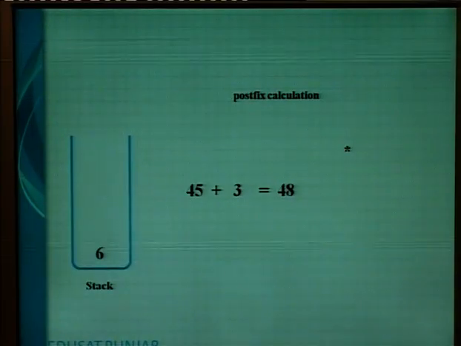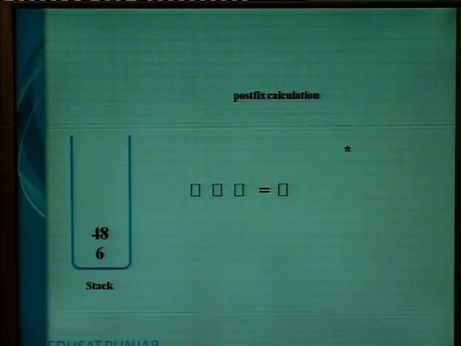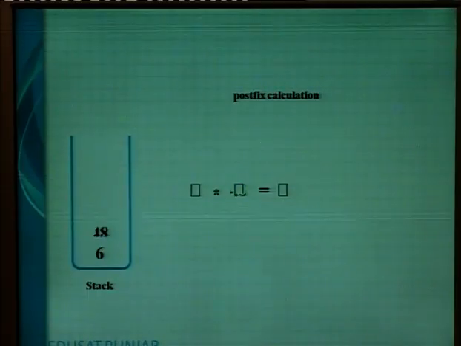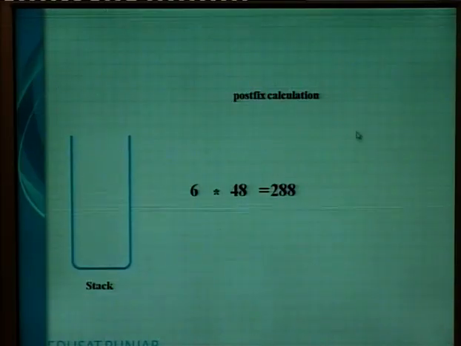So, the result is 47, 48, and 48 will be pushed back into the stack. So, 48 and 6 will be multiplied and the final result is 288. Now, there is nothing in the input expression.